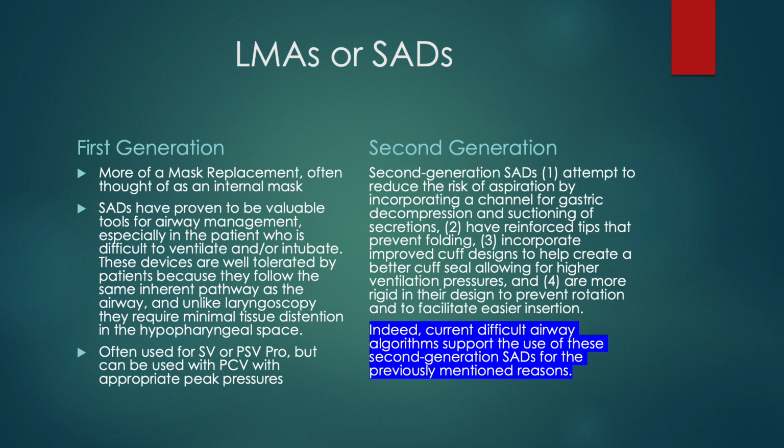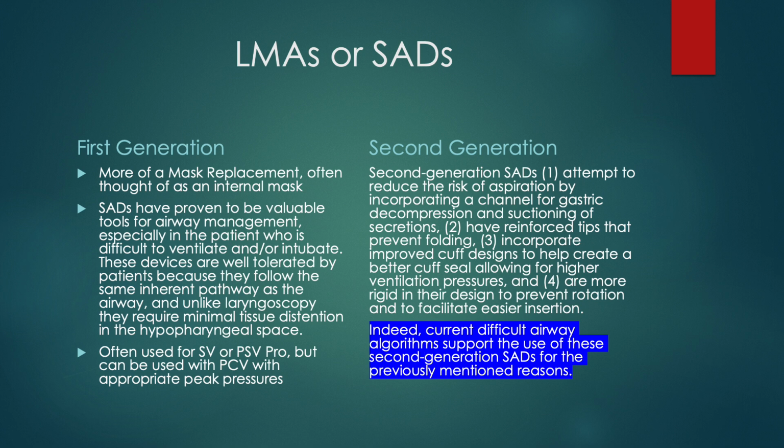Second generation LMAs: the LMA Pro Seal, the LMA Supreme, the iGel, the Aurora Gain. These reduce aspiration risk and are suitable for higher pressure ventilation. Each one has a different pressure limit, okay? And it makes them ideal in those difficult airway scenarios. Indeed, current difficult airway algorithms support the use of second generation LMAs for the previously mentioned reasons, okay? SADs, supraglottic airway devices, okay? Second generation LMAs. So keep in mind, it is very important to know the difference, okay?